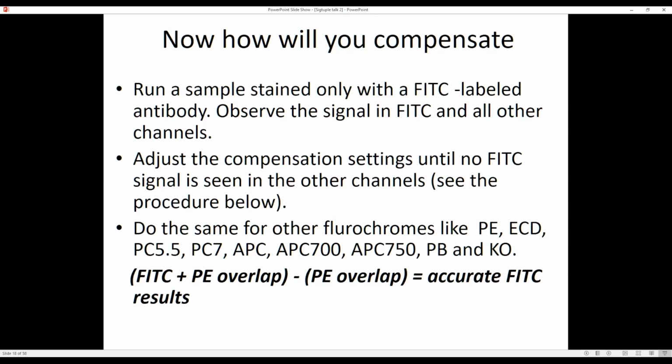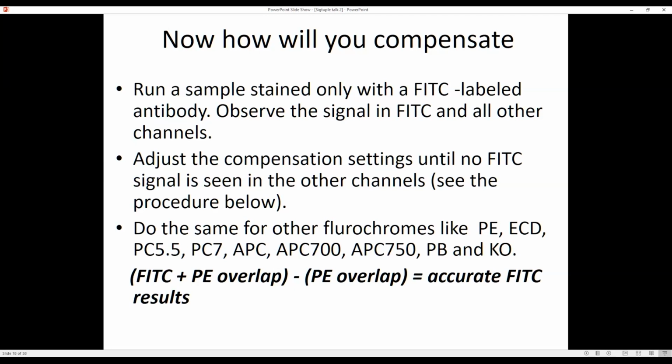Once you have done with FITC, is that over? No. Now you need to run cells stained only with PE. Now what you do, you look for signal in PE, which is correct. Now you need to look for signal in FITC, ECD, PC5.5 and PC7. If you get any signal when running the PE tube in channels other than PE, that is spillover of PE into other detectors.